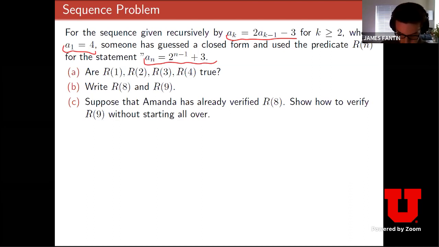So the first part, for parts A and B, just take a minute or two to write down what the values are for a1, a2, a3, and a4, using both the recursive formula and the closed form formula.